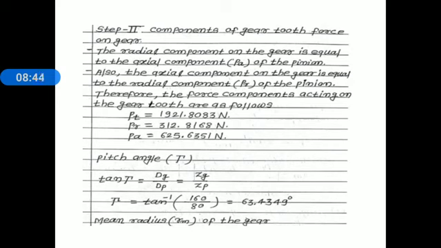First thing, the radial component on the gear is equal to the axial component on a pinion. Remember, the radial component on the gear is equal to the axial component of the pinion. Second, also the axial component on the gear is equal to the radial component of the pinion. These two things are very important when we find out the component of resultant tooth force act on a gear.